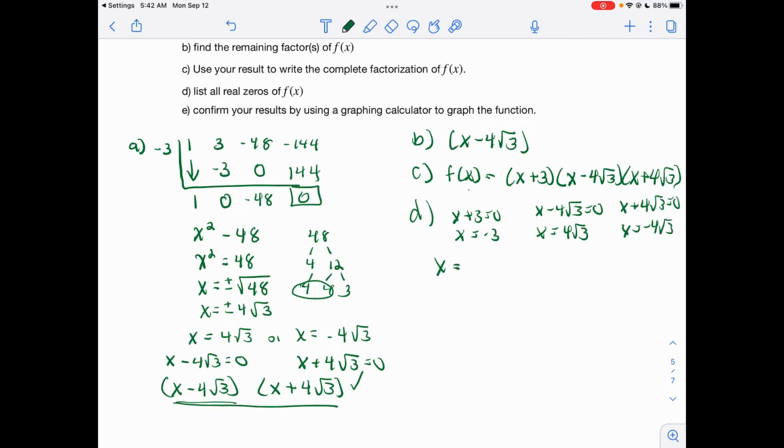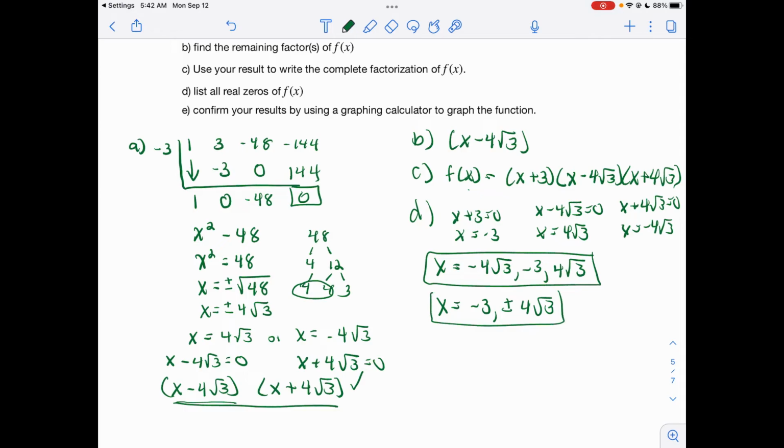So my zeros are negative 4 the square root of 3, negative 3, and 4 the square root of 3. If I write it in increasing order, or you can also write negative 3 plus or minus 4 the square root of 3. Either way that you want to write it. There's my zeros. Confirm your result by using your graphing calculator and graph the polynomial.